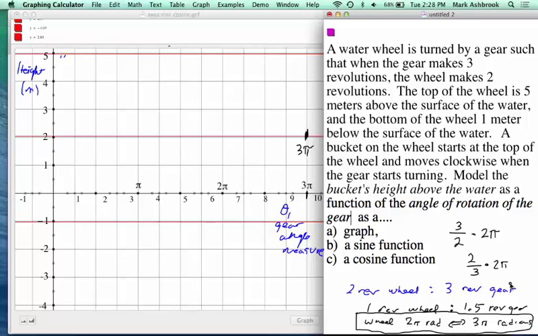Well, one way we know that this can't be right, like the way we said before, is that we know our period has to be greater than 2 pi. Because when the gear goes around once, the wheel has not made it around yet, and we need that wheel to make a full cycle. So it can't be the one that's less than 2 pi.